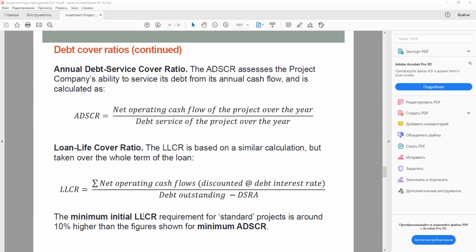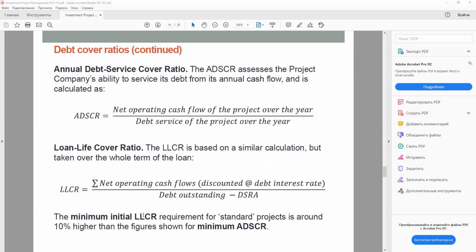And average LLCR, that is recalculating LLCR every 6 months for the remainder of the loan, and then taking the average of these figures, is also used as a measure by some lenders, although its usefulness is perhaps questionable. For me, it's not obvious what the gains are of using this average LLCR, not really in practice.